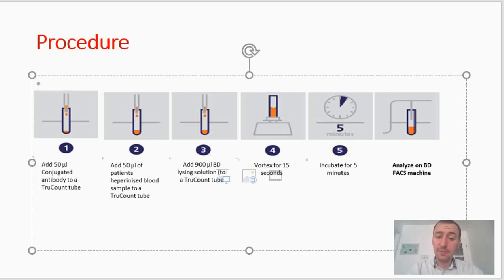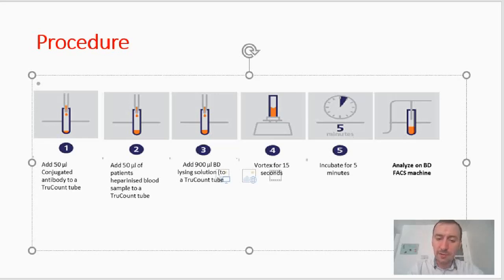Okay, in terms of the procedure, the clinician would take a specialized tube called a true count tube, which contains in it counting beads, which we'll cover shortly. So they would take this true count tube and they would add 50 microliters of antibody.